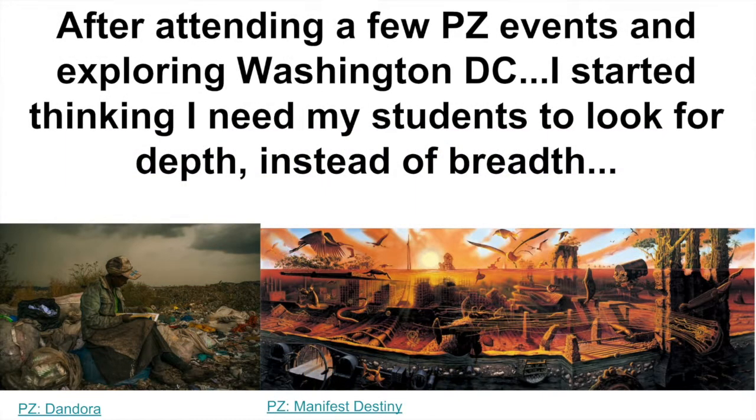I went to a few PZ events, and I went every year, grade 10, to Washington, D.C., and it really started to get me to think about how I want to look at complex issues in real depth. So the photograph on the left is from one of Veronica's sessions, which was looking at this photograph of a woman working in Dandora. On the right, we looked at this painting called Manifest Destiny by Alexis Rockman, which we actually did a See Think Wonder and looked at just one quarter each.